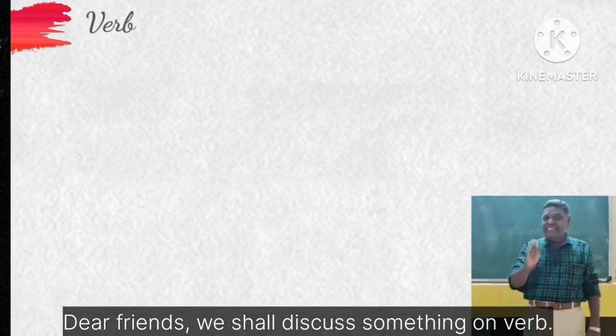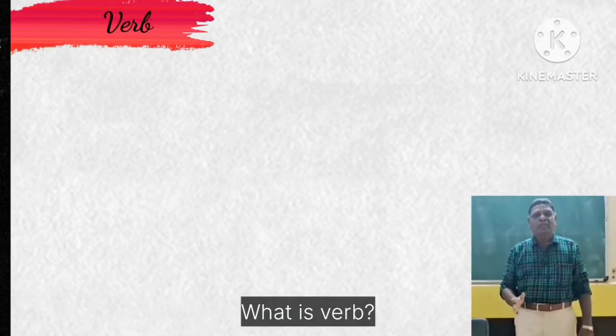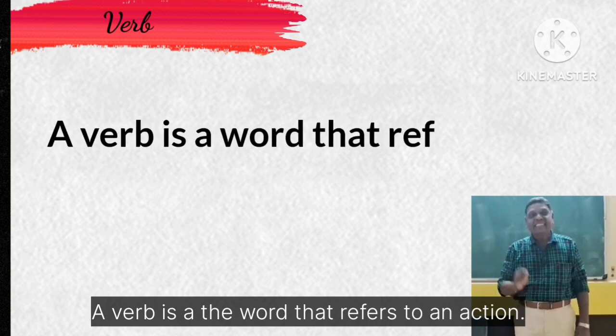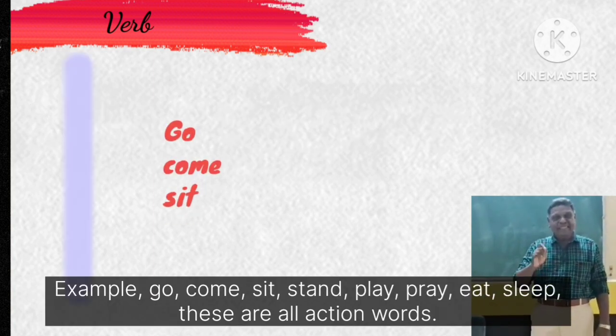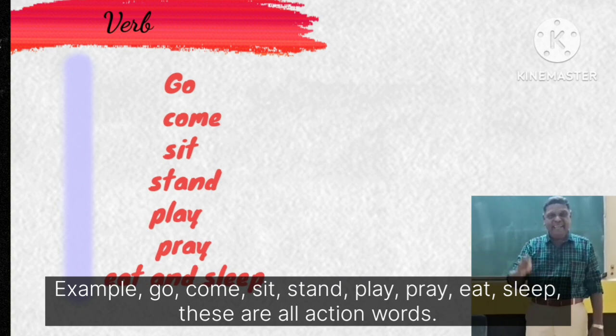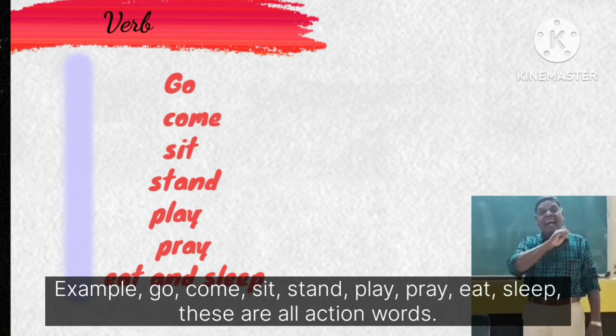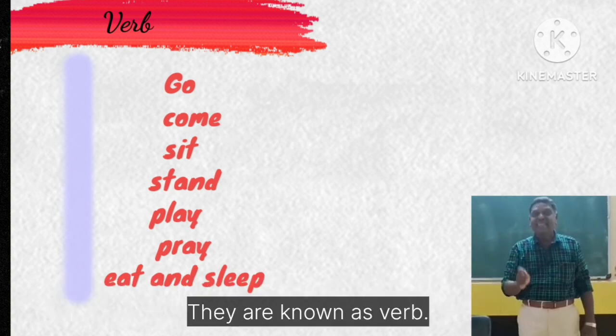Dear friends, we shall discuss something on verb. What is verb? A verb is a word that refers to an action. Example, go, come, sit, stand, play, pray, eat, sleep. These are all action words. They are known as verb.